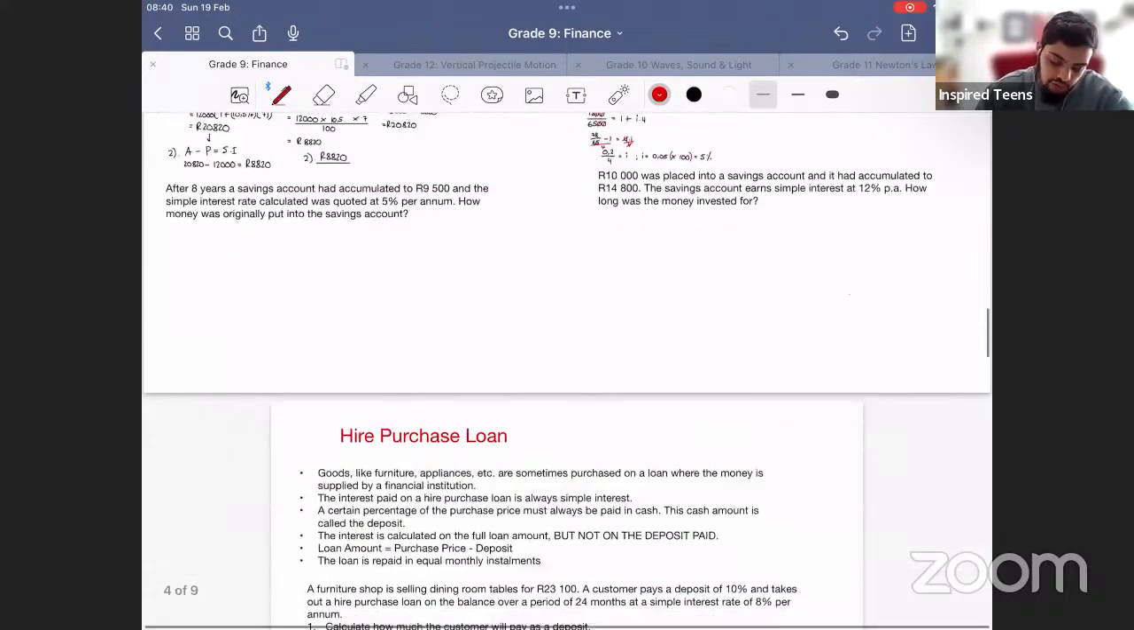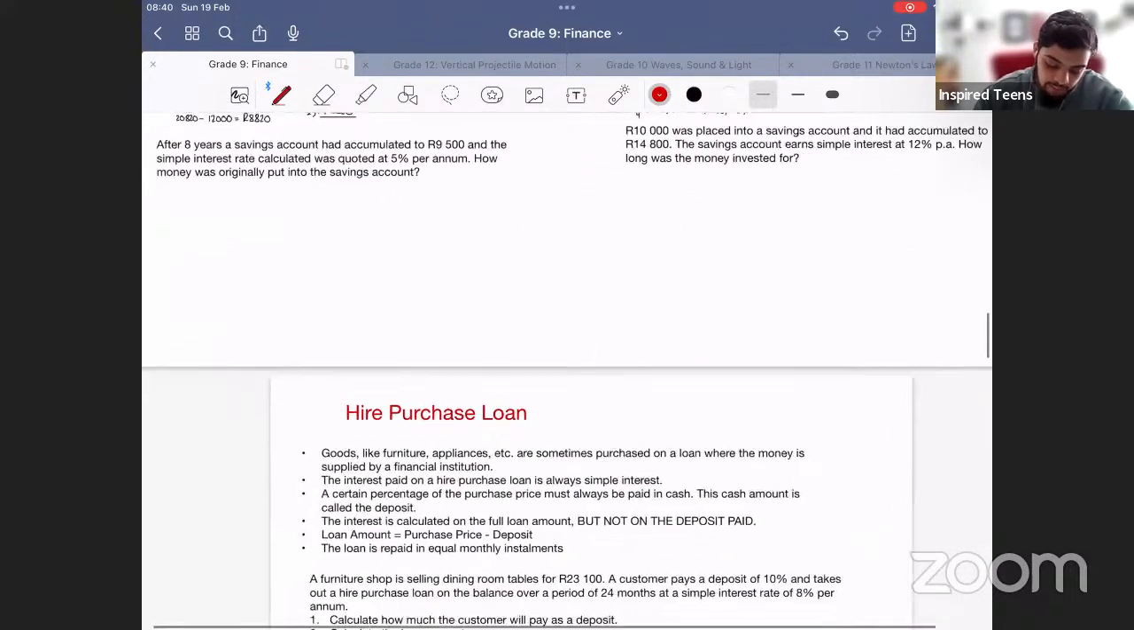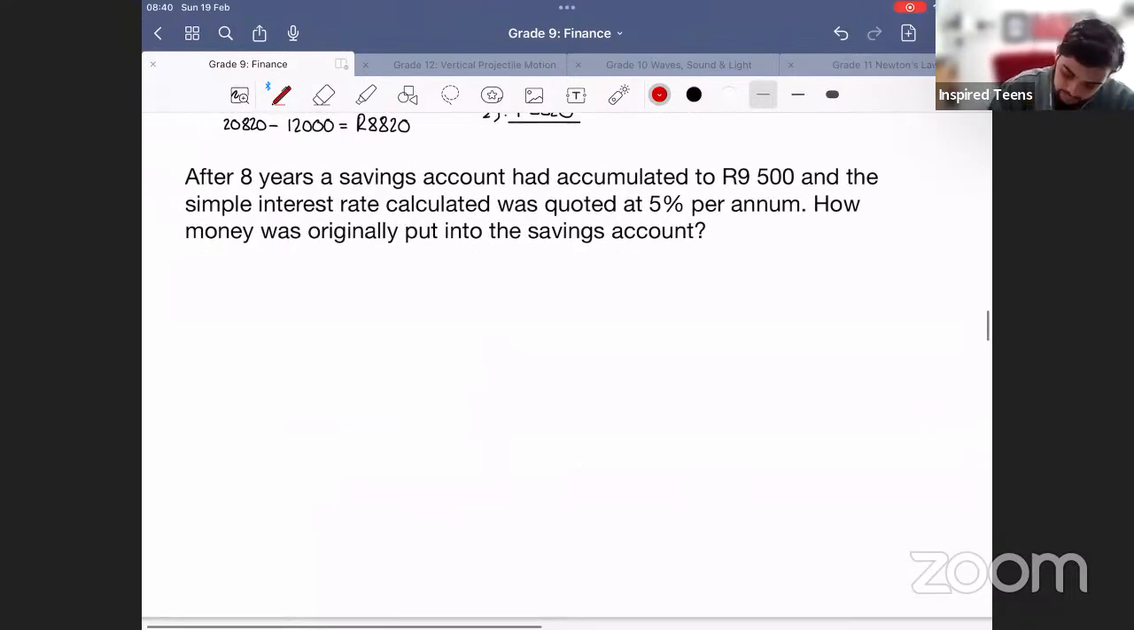All right, so if you look at the second one, for example: after 8 years, a savings account had accumulated to 9,500. Again, the words accumulated to are another key that this is the after, or accumulated amount. So after 8 years, a savings account had accumulated to 9,500 and the simple interest rate was quoted at 5% per annum. Again, per annum is per year. How much money was originally put into the savings account? Let's just highlight that word.